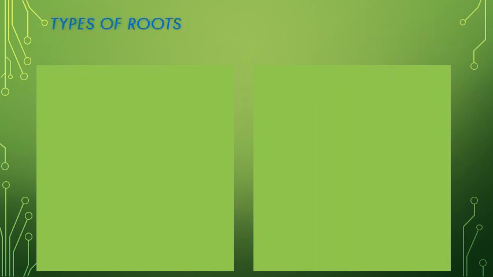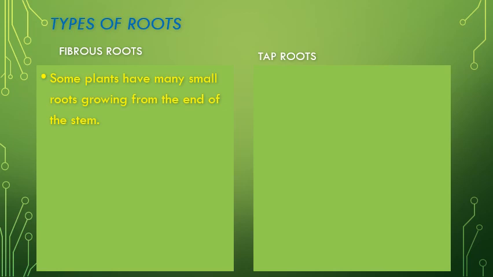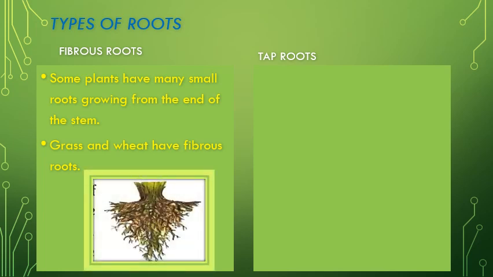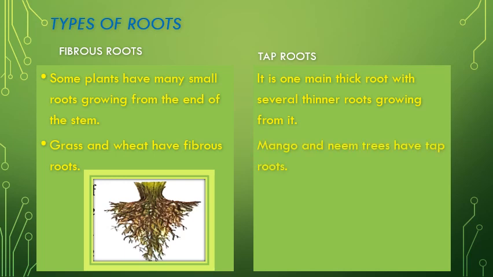Children, do you know there are mainly two types of roots? First, fibrous roots. Second, tap roots. So what are fibrous roots? Some plants have many small roots growing from the end of the stem. These roots are called fibrous roots. Grass and wheat have fibrous roots. Now, what are taproots? It is one main thick root with several thinner roots growing from it. Mango and neem trees have taproots.